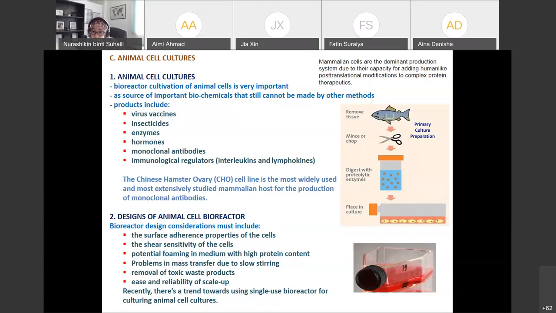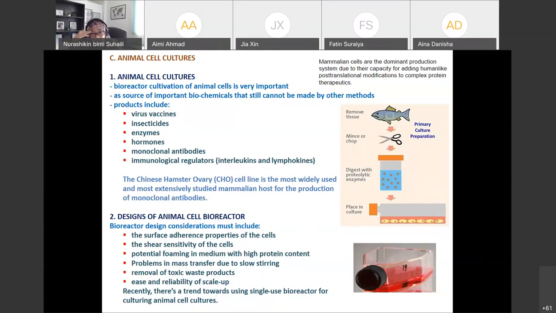Shear sensitivity of the cells. We know that animal cells are sensitive to shear, so you cannot apply rigorous mixing. You have to find a balance between providing mixing and the viability of the cells. Foaming in medium with high protein content. When you cultivate the animal cells throughout the time, there will be formation of foam. If it is excessive, it will create a problem, because if it goes out of the platform, it can induce contamination. So that's the challenge.